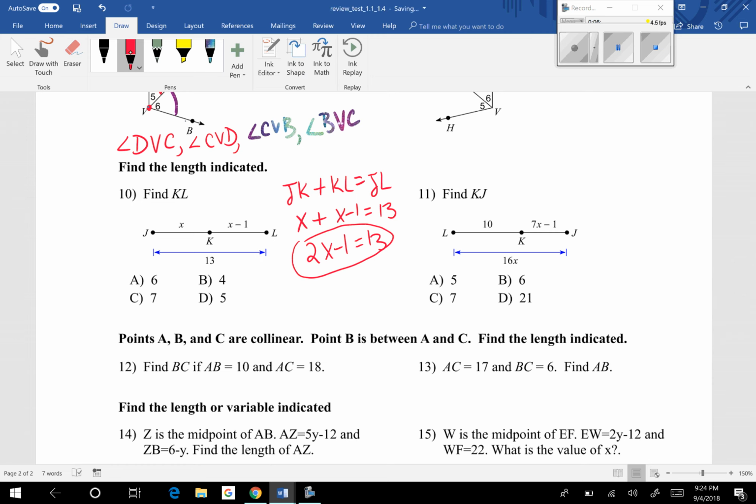Now, next step that we have to do is solve for x. So add 1, so you get 2x equals 14. So x is equal to 7. Now we're not done. We want to know KL. So we have x minus 1. So we know x is 7, so we can say 7 minus 1 is 6. So KL is 6.